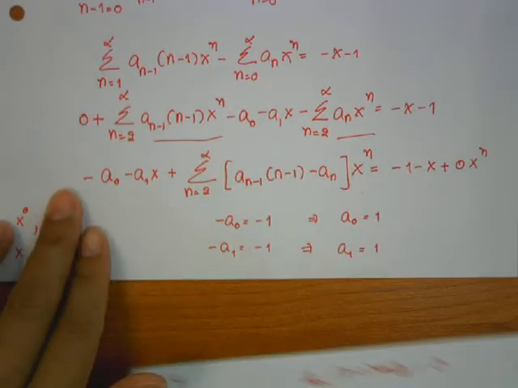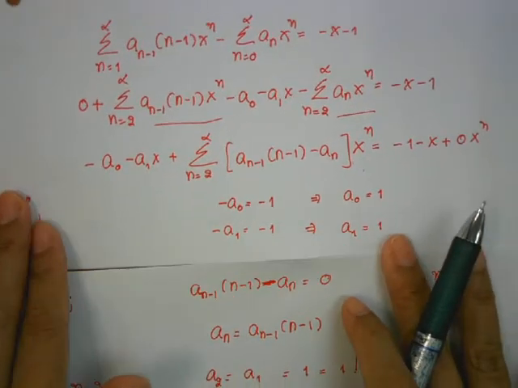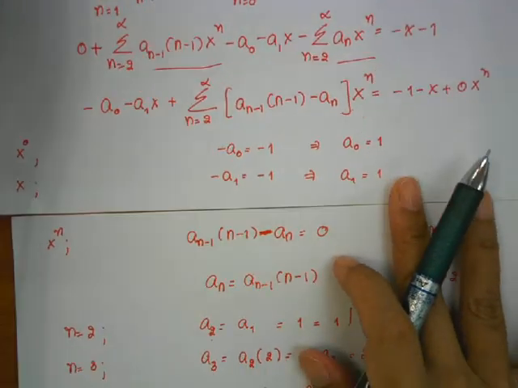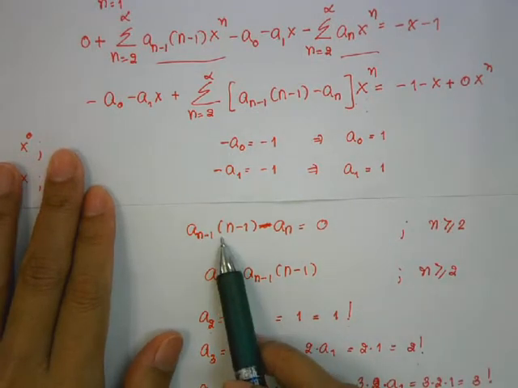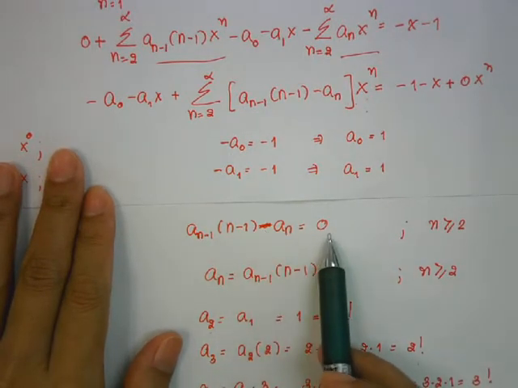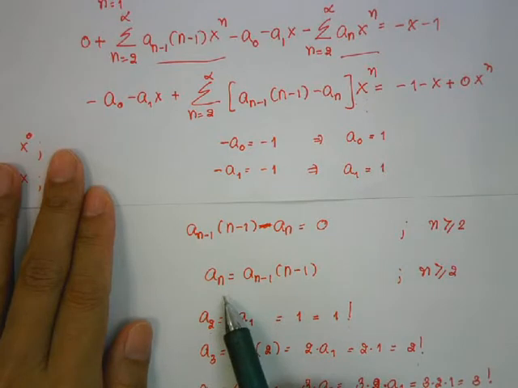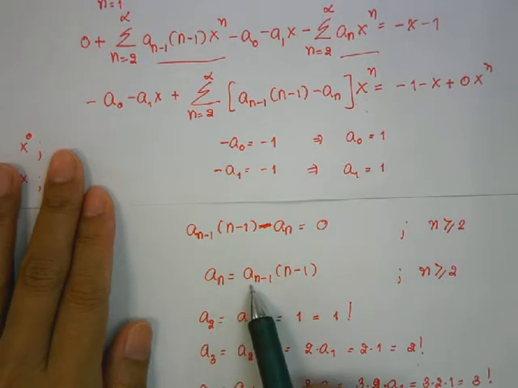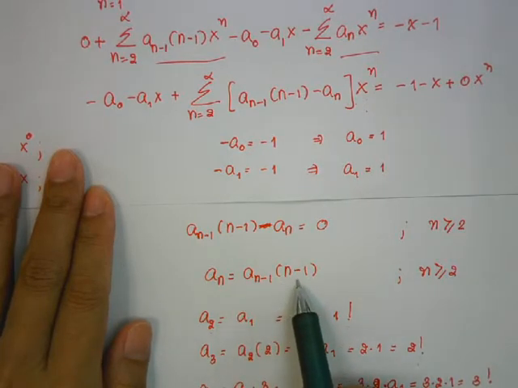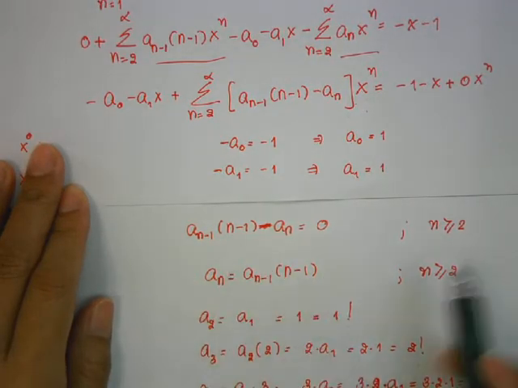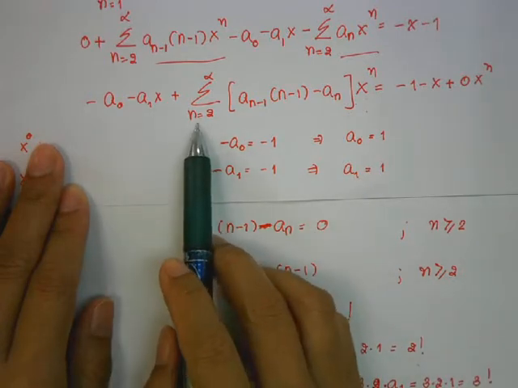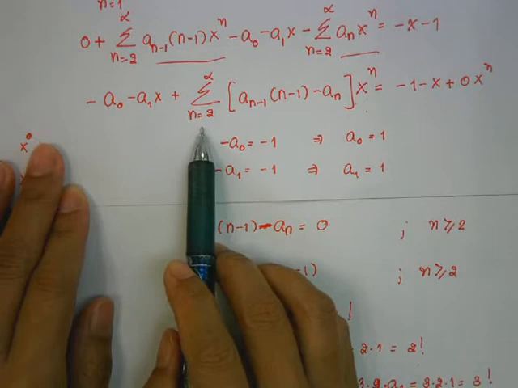And then comparing the coefficients of the terms of x to the power n, I would get a_n minus 1 times n minus 1 minus a_n equal to 0, or a_n is equal to a_(n-1) times n minus 1. But we would be able to use this one when n is greater than or equal to 2, right? From our starting point of n there.